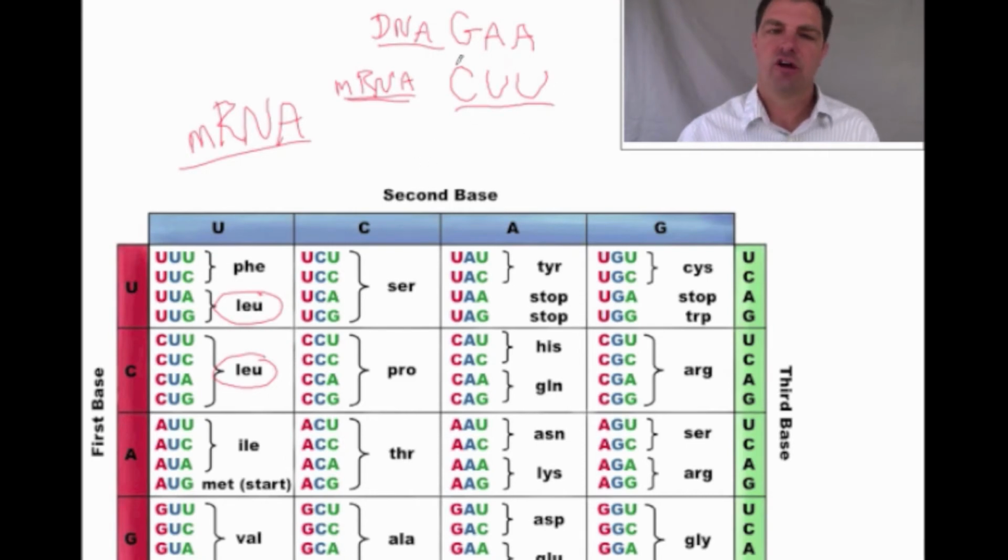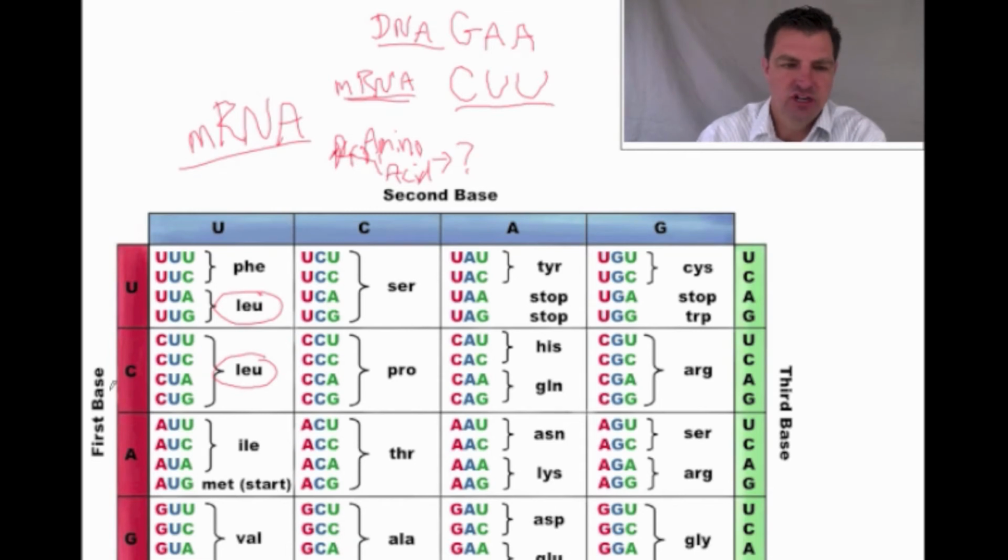Then I would go, okay, what would that code for? What's my protein? Or what's my amino acid? Because the protein is all of those connected together. So what amino acid would that code for would be my question. I look over on this chart, and what you do is you go, okay, here's my first base pair, here's my second, and here's my third. My first one is a C, and my second one is a U. So that puts me in this ballpark here. And my third one is a U. And so that gives me then leucine. So leucine would be the amino acid coded for there.